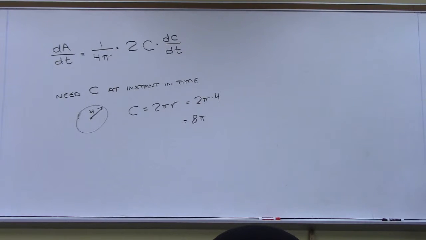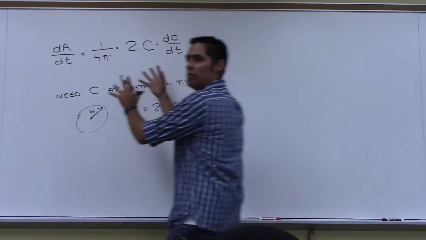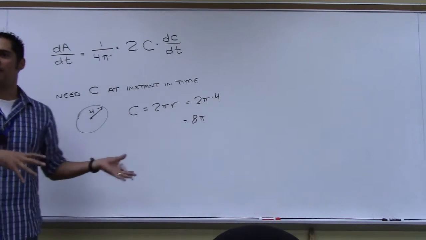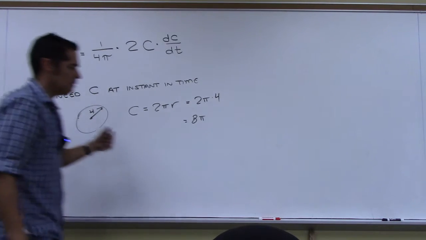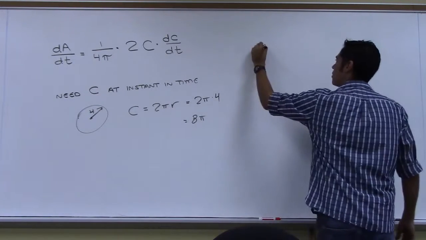Would you all like to do this with me, including the units the whole time, or do you just want to do the units at the end? Units at the end? Okay. So why don't you include the units and see if you match up with our answer. What's dA dt for us? 40 square feet per second. So I'm just going to put 40 there.